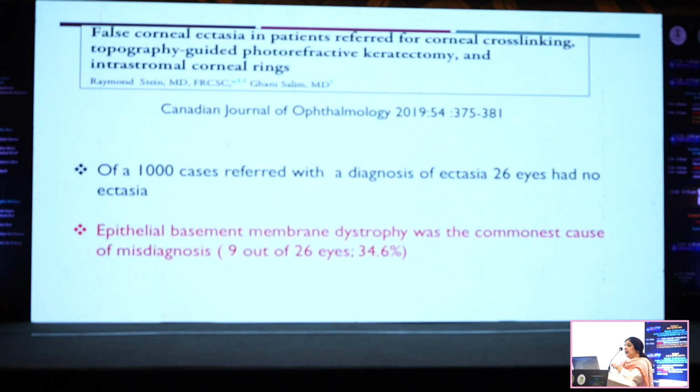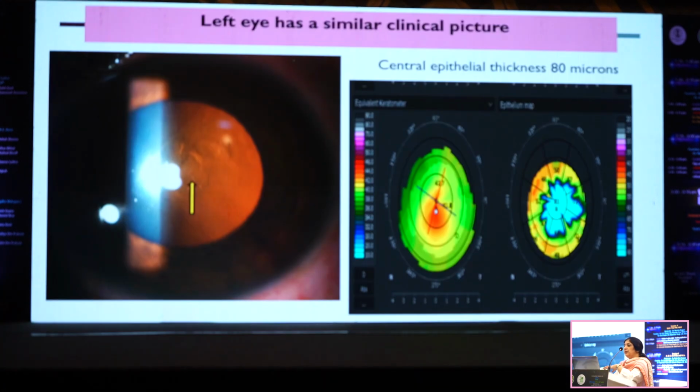And it's been shown that EBMD is one of the most common causes of misdiagnosis of cases being diagnosed as ectasia, whereas it's actually a pseudoectasia. She had a similar picture in the left eye and was more symptomatic in the left eye because of the recurrent erosions. And the central epithelial thickness was 80 microns.